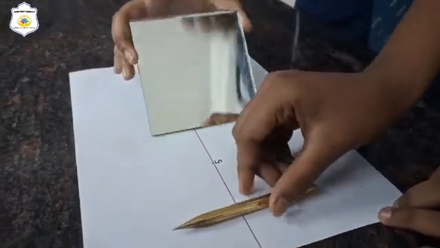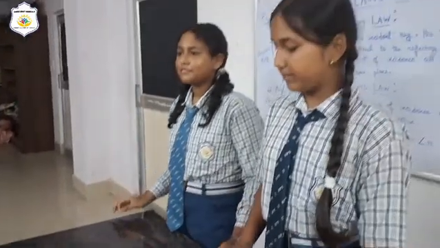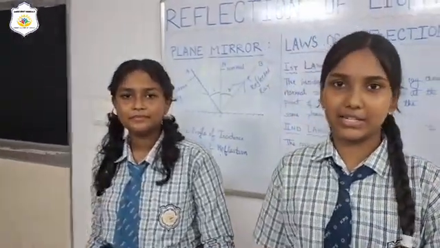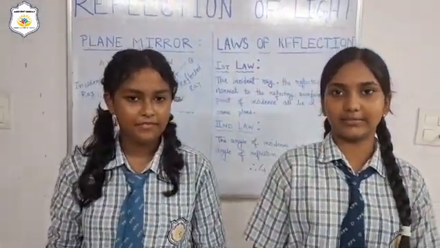Thus we can conclude that the distance from the mirror to the object is the same as the distance from the image to the mirror. Thank you.